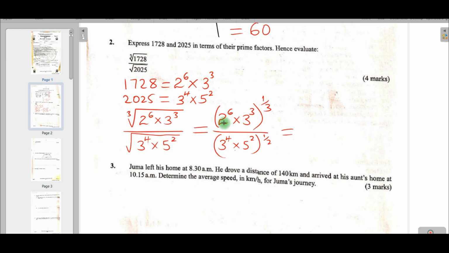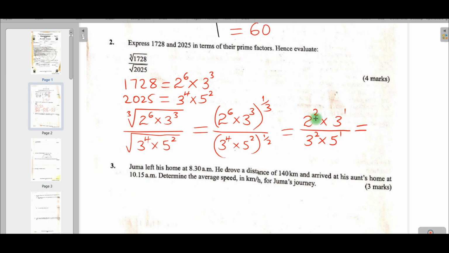And therefore now the cube root of 2 power 6: 6 times a third is 2, so we have 2 power 2. Then times 3 raised to 3, 3 times a third, so we have 3 raised to 1. The other one is 3 raised to power 4, 4 times a half is 2, and therefore we have 3 raised to 2. The other one will be 5 raised to 2, 2 times a half is 1, so we have 5 raised to 1.